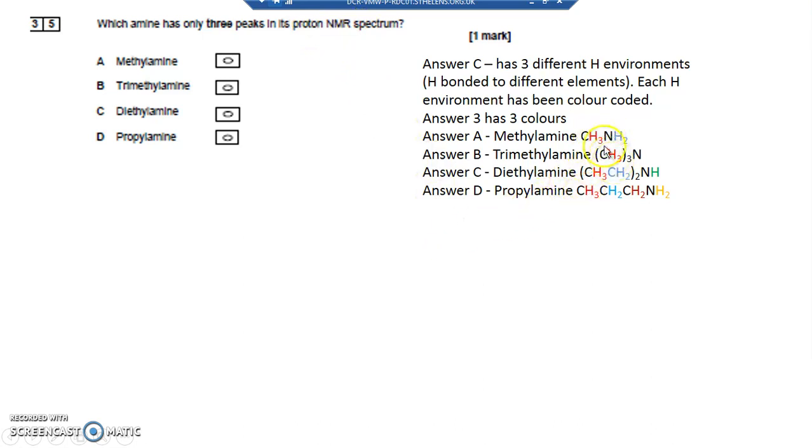To make it easier to see, I've colour-coded them. There's 3 H's there bonded to the same carbon, I've called them red. 2 H's bonded to the N, I've called them blue. 2 different colours, 2 different hydrogen environments, the answer is not A.